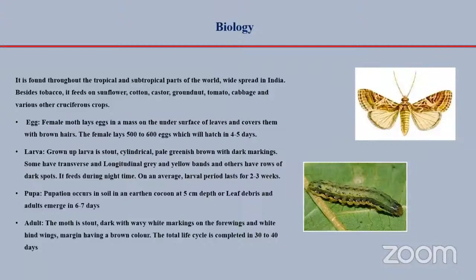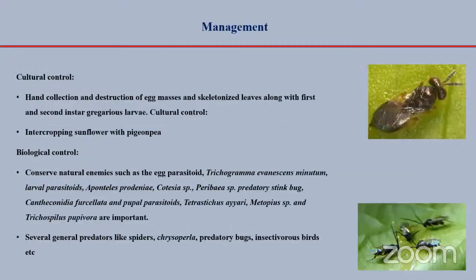And after 6 to 7 weeks, the adults will emerge. These adults will also be very stout and dark in color. You can observe here, they are dark in color with wavy white markings on the forewings. The hind wings will be white in color with brown color at the margin. The total life cycle will be completed within 30 to 40 days based on a conducive environment.